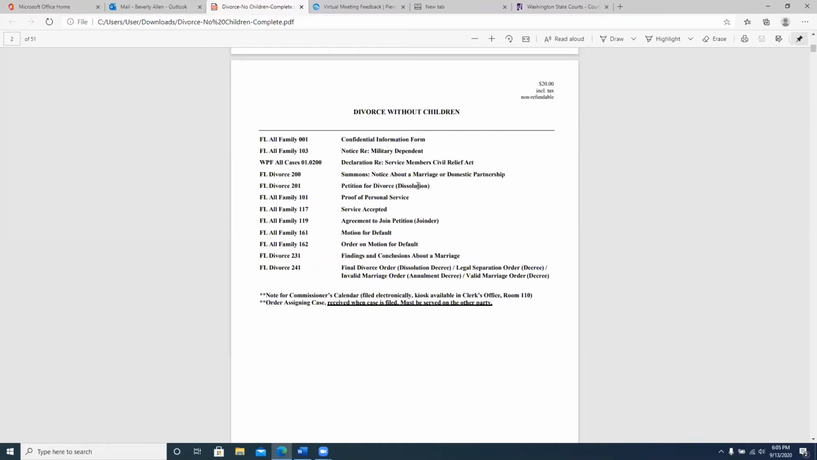The petition and the summons are the critical documents that will start your case. And the critical documents to finalize your case are going to be the findings and conclusions and the final divorce order at the bottom here. But the summons and the petition start your case. Again, as with the confidential information form, fill out every section, even if it's to indicate that it does not apply or that it is unknown.